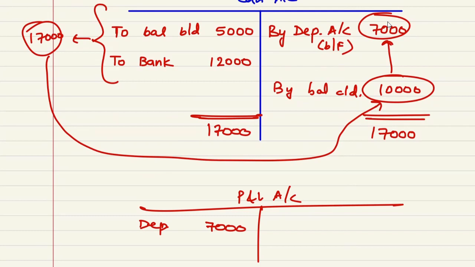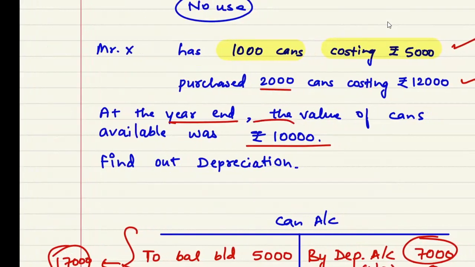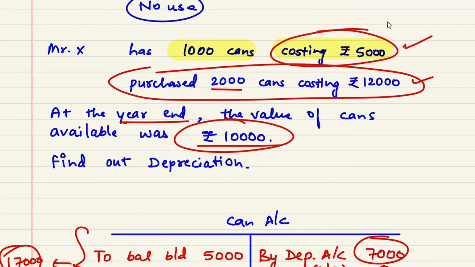It is a very, very simple method, which I already told you. This method is very useful when you don't know the quantum of the assets, but you know the value at the year end, at the opening, and all the purchases or the sales. That is the revaluation method.